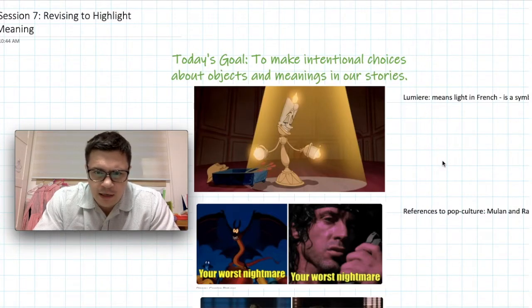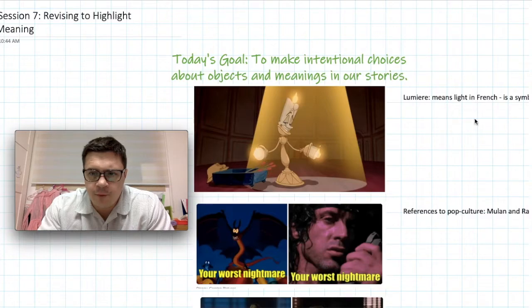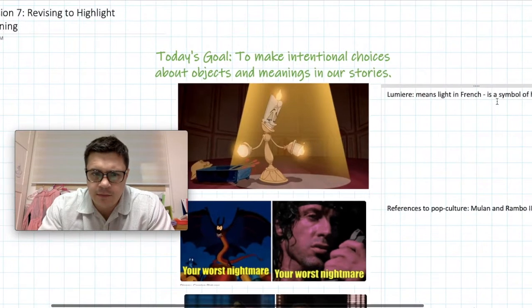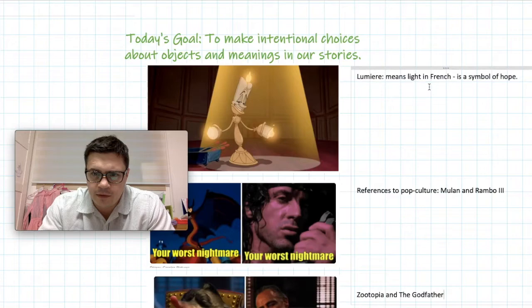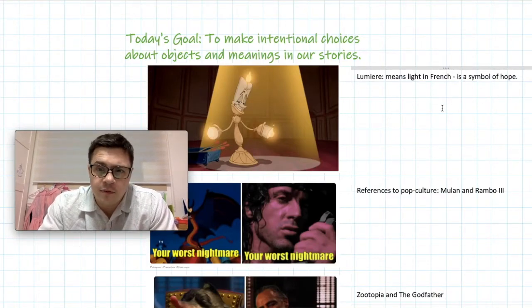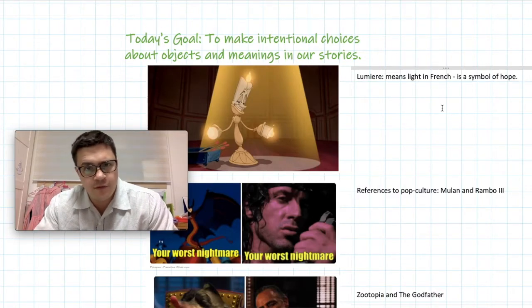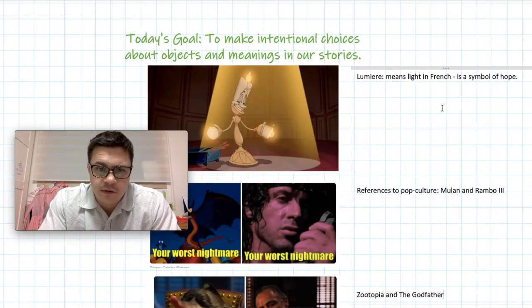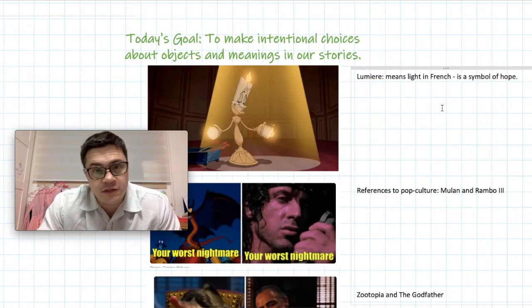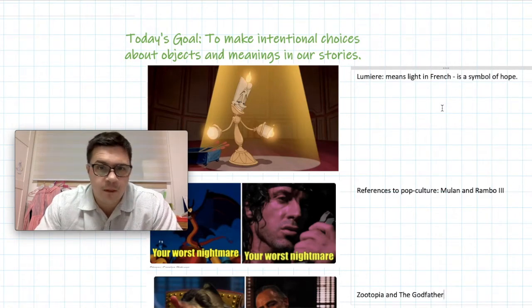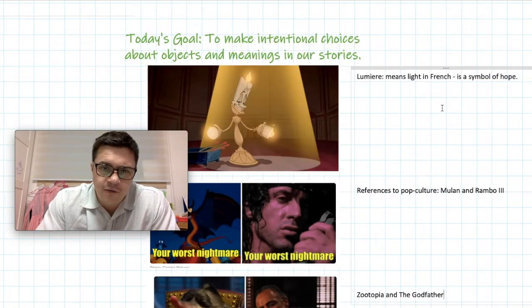Why isn't he a wardrobe, or why isn't he a plate? Well, his name actually means light in French. And in the story, what he symbolizes is hope, right? And we know that a light often symbolizes hope. Like you're lost, but then you see a light and you find your way. Or the light at the end of the tunnel, right? So these are all connected to the idea of hope.